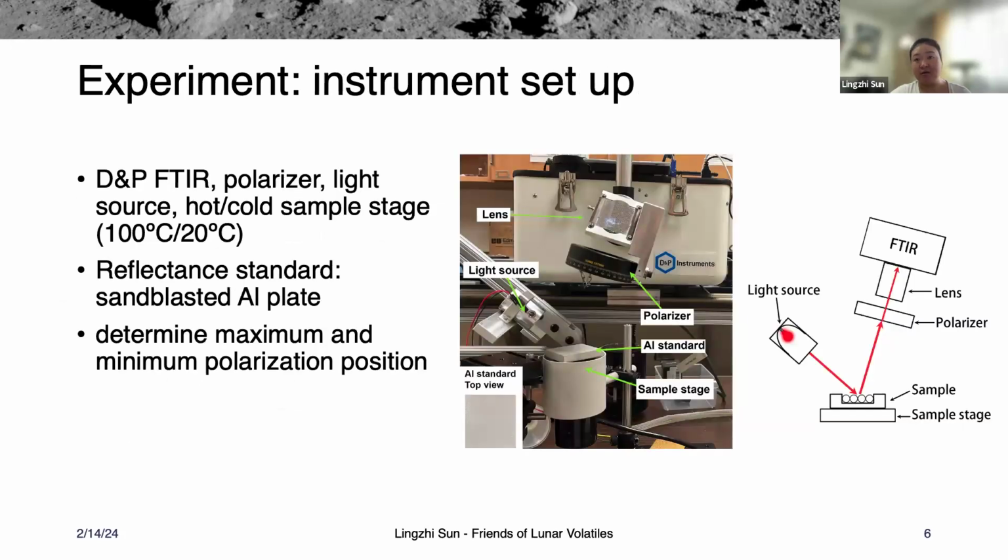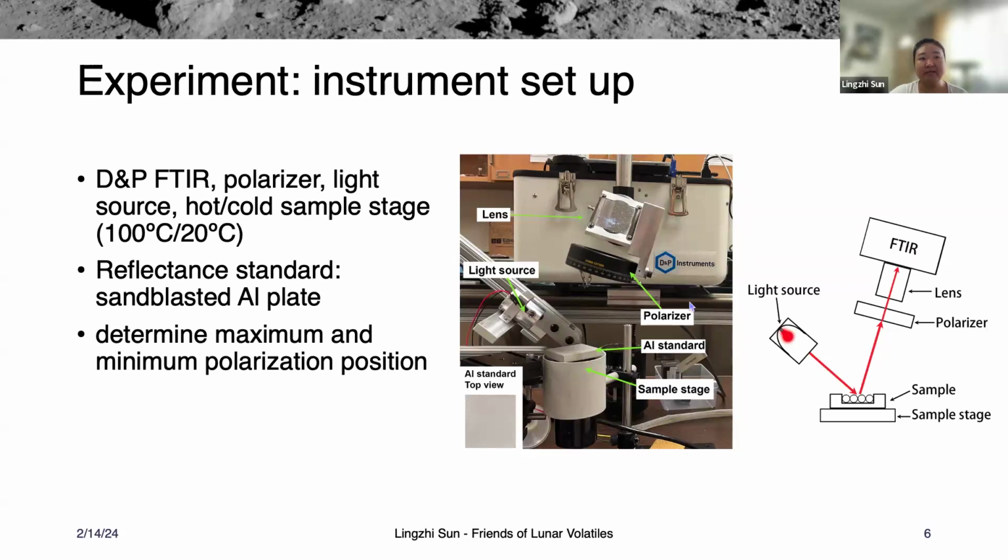And here is the experimental setup we have. The instrument we're using is this white box here. It's a DMP brand FTIR spectrometer. And we add a polarizer in front of the lens here. And then here's the light source. We used a sandblasted aluminum plate as the standard. We didn't use gold because it's highly specularly polarized, which isn't good. That's too much for our sample.